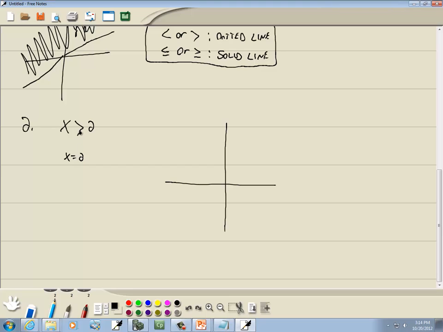That's a vertical line at 2. Now, greater than means we're going to have a dotted line. So we're going to have a vertical dotted line at 2. Now, greater than 2, greater than is shaded to the right. If it had been less than, we would have shaded to the left. And that applies specifically with a vertical line.